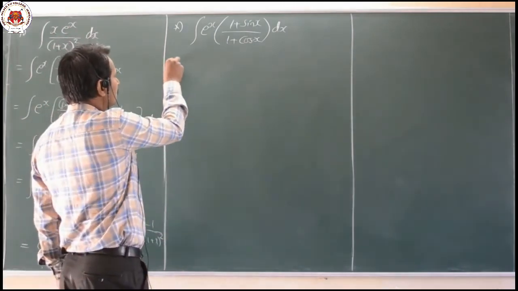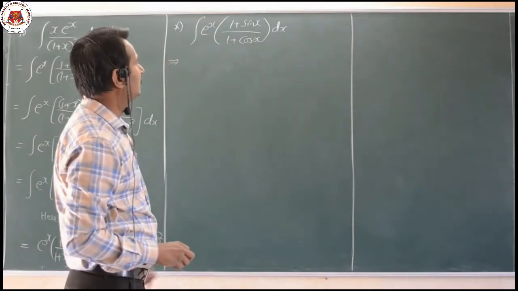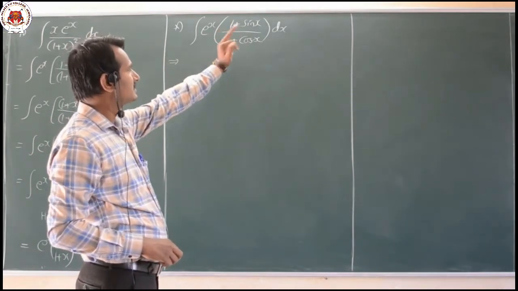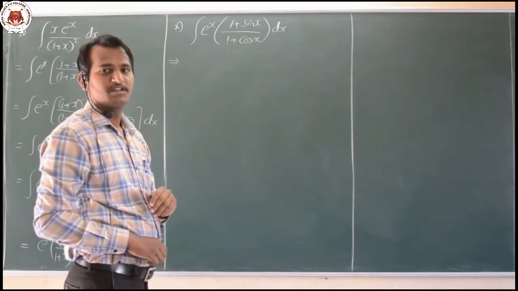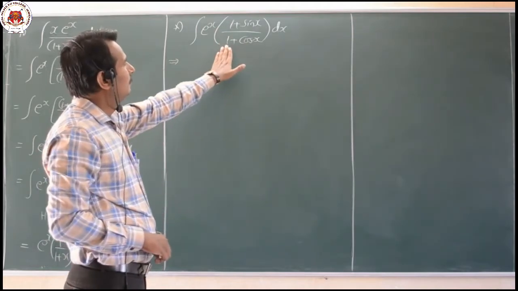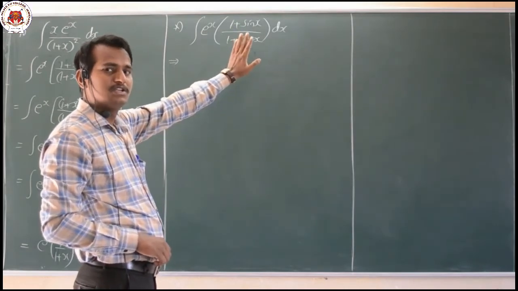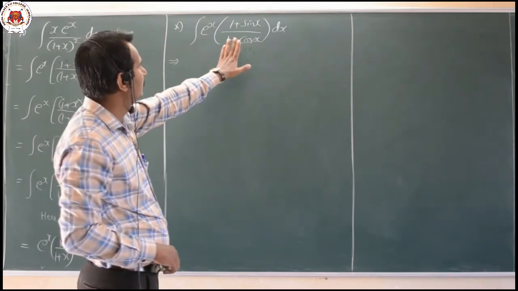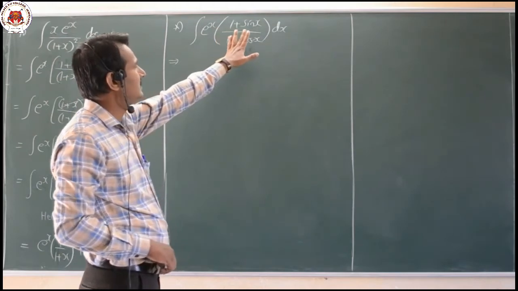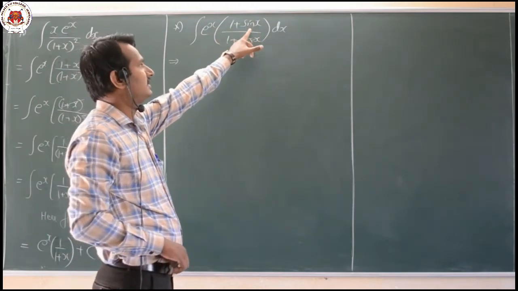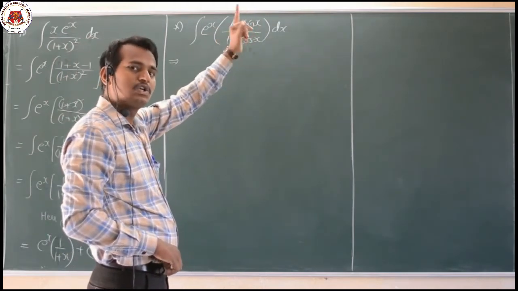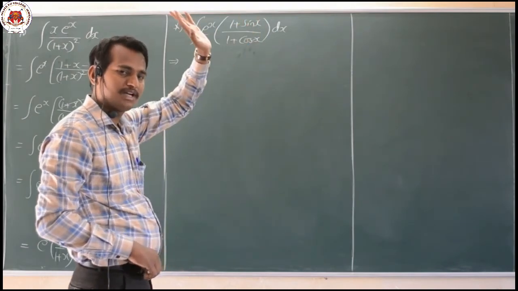So the next problem here, what I am having is 1 plus sin x divided by 1 plus cos x. Now here, 1 plus cos x, what I can write is 2 cos square x by 2. And instead of this 1 plus sin x, we are having sin x in terms of half angle, which I can write as 2 sin x by 2 cos x by 2.